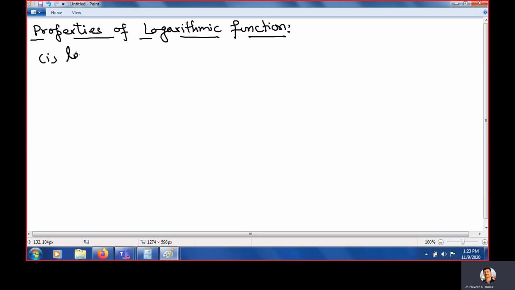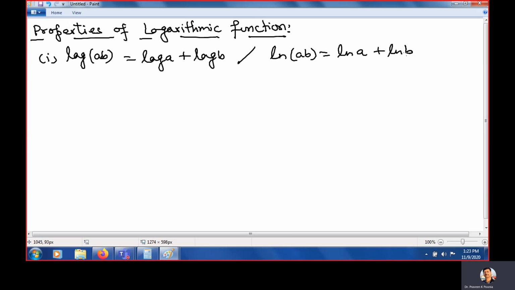What is the first property? First property is log AB, which is log A plus log B. This is the first property. And if you want to write it for the natural log, it is ln A plus ln B. So all the properties of logarithm are true for different bases, and for base e, natural log, and simple log. So property number 1 is that the logarithm of the product of two numbers is equal to the logarithm of the first number plus the logarithm of the second number.